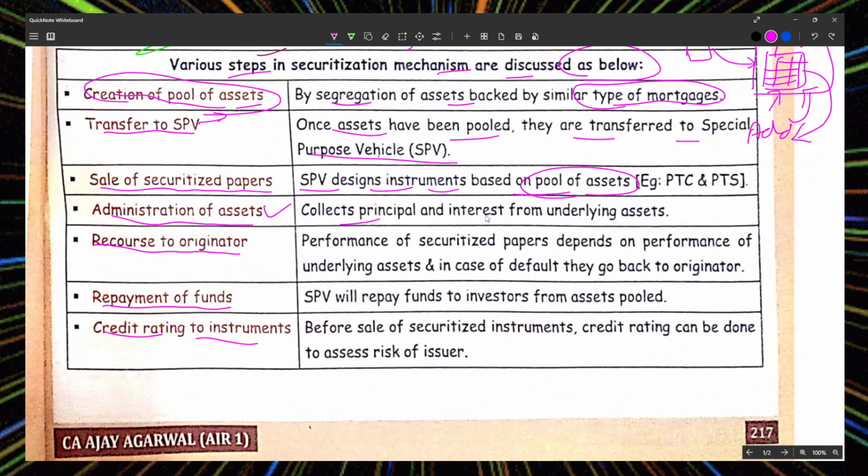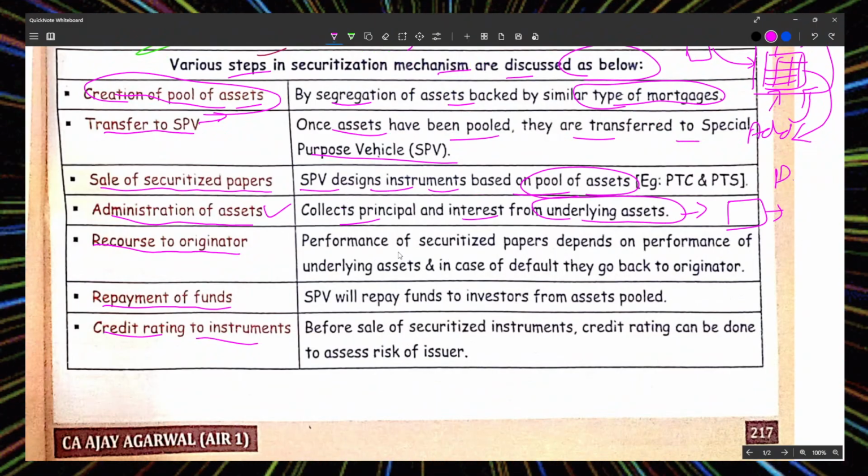The administrator of the asset collects the principal and interest from the underlying assets. So by administration of the asset, they collect the interest and the principal. They give the money that is needed, for example in case of a debenture issue, where they require it.